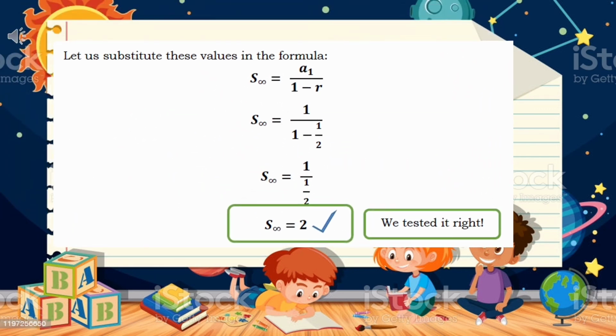Now let us substitute these values in the formula. So we have here the sum to infinity equals a sub 1, where a sub 1 is 1, divided by 1 minus your common ratio, which is 1/2. So 1 divided by 1/2 is 2.